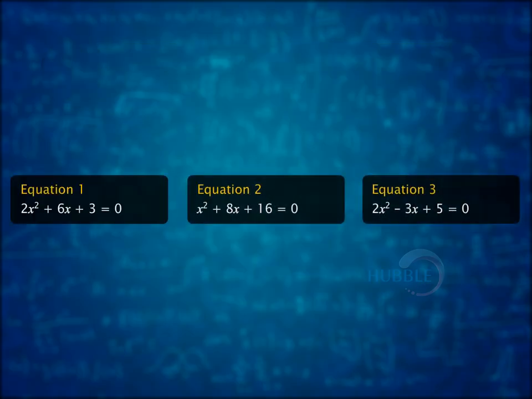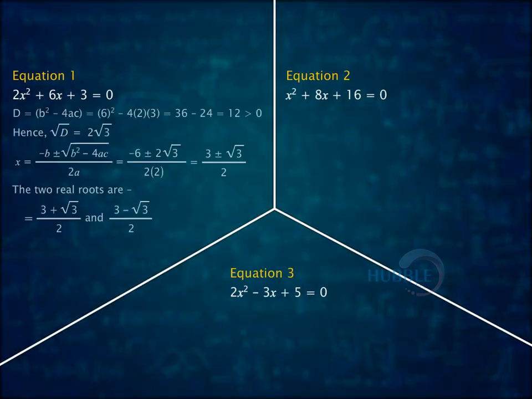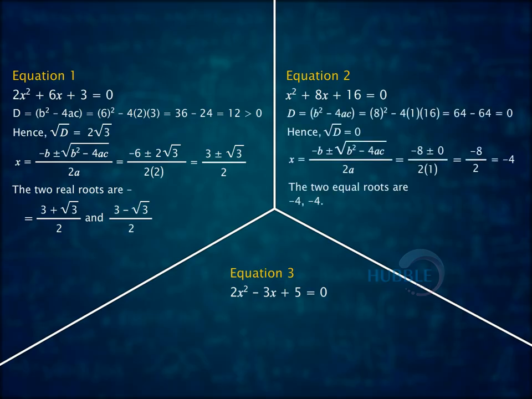Consider three quadratic equations. In the first equation, the discriminant is greater than 0. Hence, by applying quadratic formula, we get real roots of the given first quadratic equation. Let's consider the second quadratic equation. It has the discriminant equal to 0. Now, using the quadratic formula, we get two equal roots of the quadratic equation.